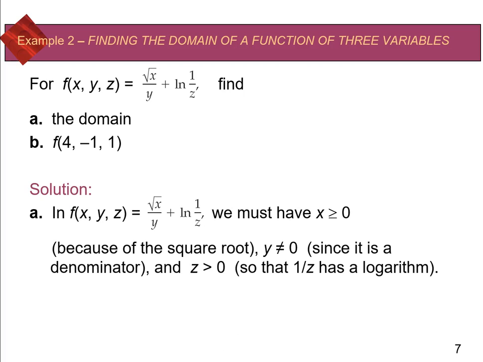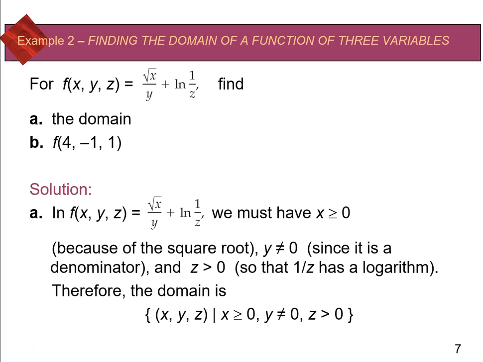So here, when I look for the domain, x has to be greater than or equal to 0 for it to work with the square root. Y can't be 0. Z has to be more than 0, because it can't be 0 because 1 over z won't exist at that point, and I can't take the natural log of something that doesn't exist. And if z is less than 0, then I start getting a negative value, and I can't take the natural log of a negative value. So I would just list those 3 things as my domain.